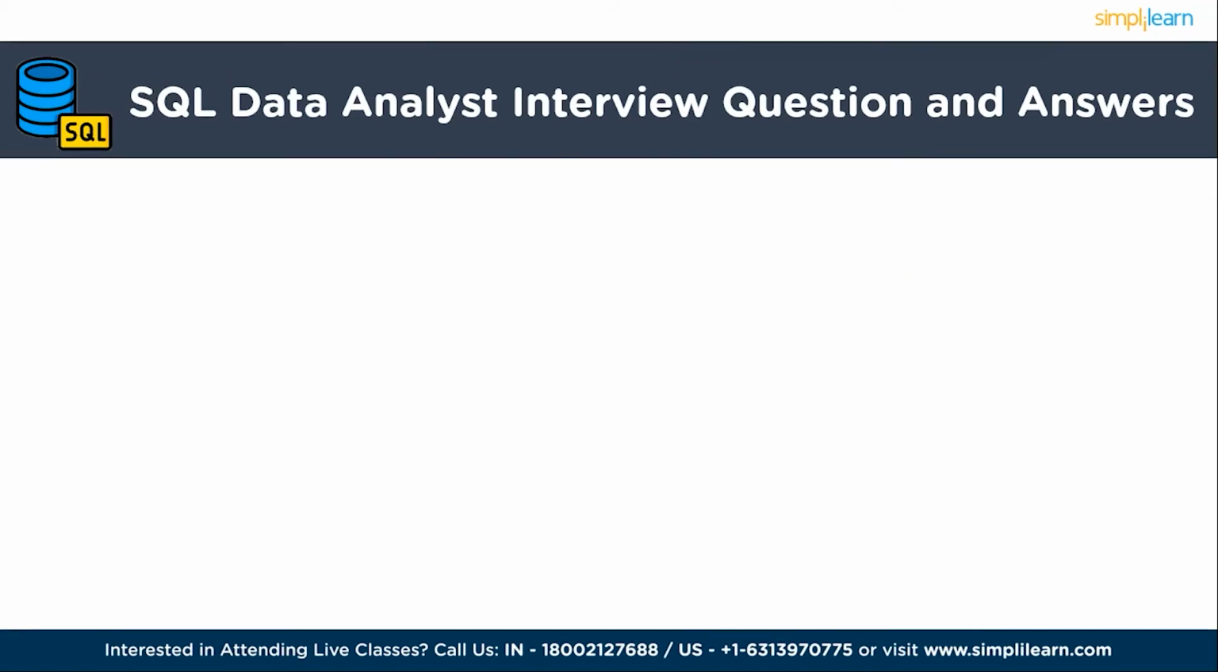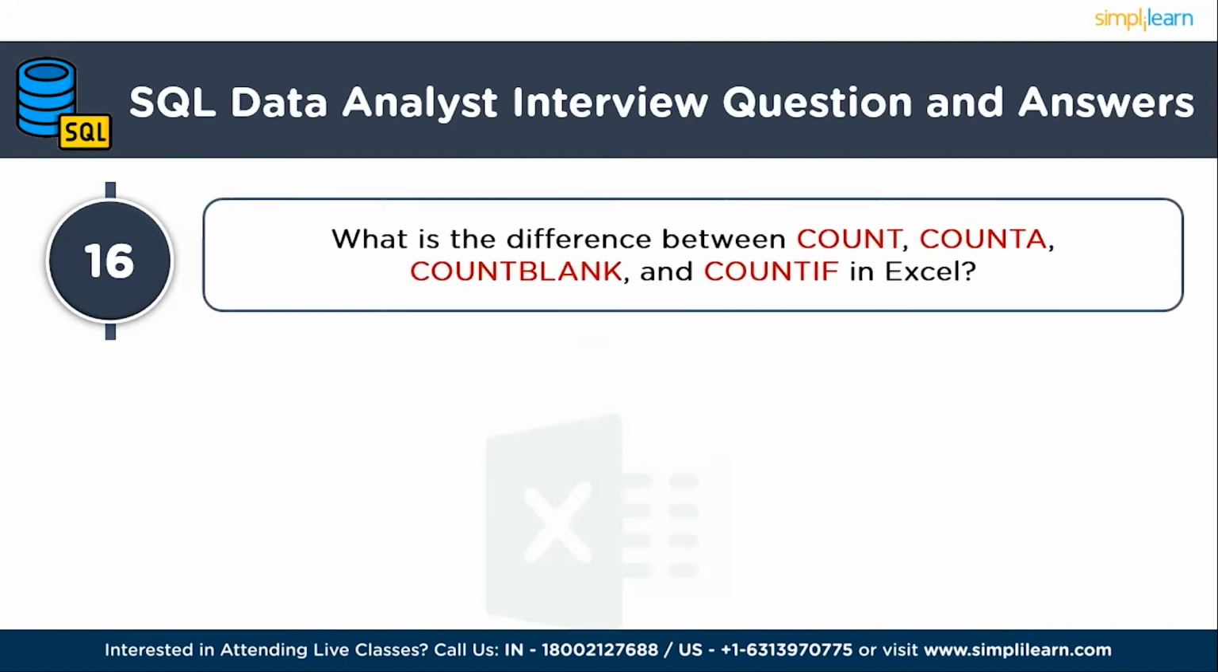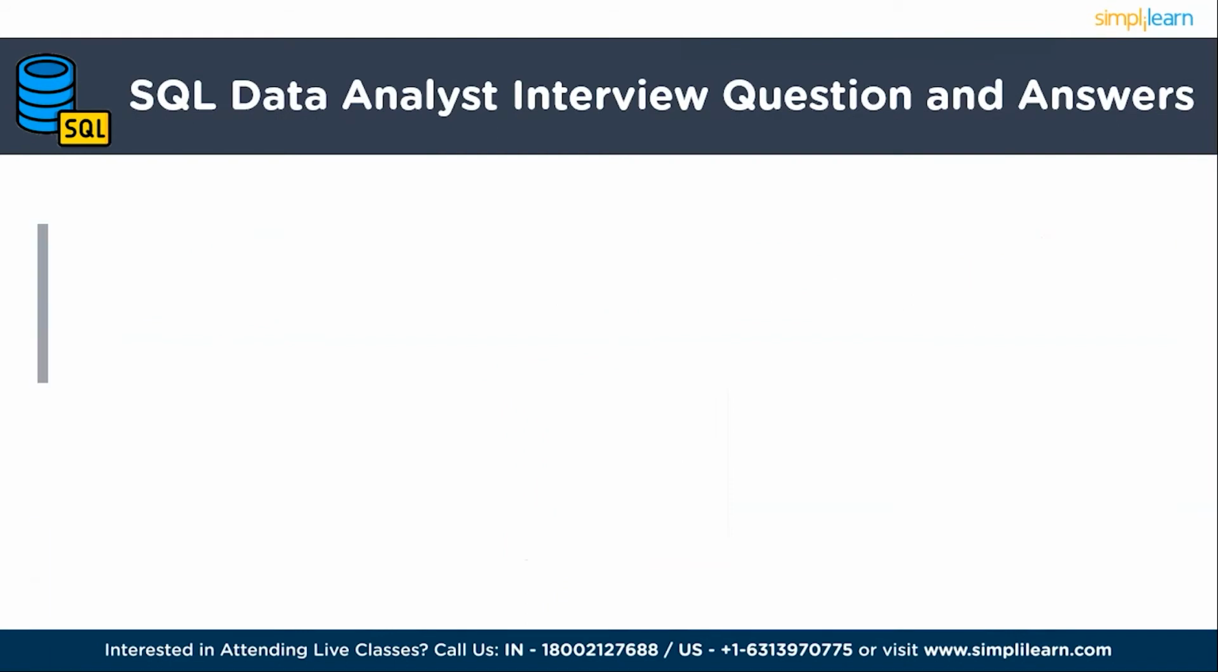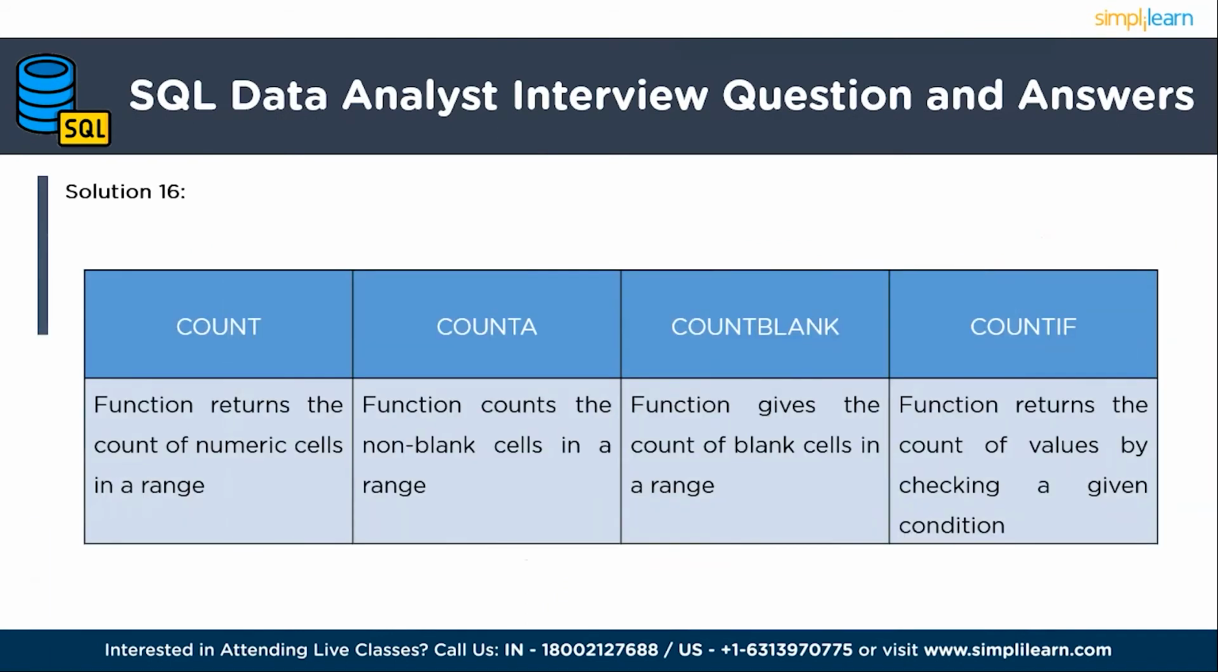Moving on to the next question, that is what is the difference between COUNT, COUNTA, COUNTBLANK, and COUNTIF in Excel. So these are the functions in Excel, and we'll see the differences. The COUNT function returns the count of numeric cells in a range, whereas the COUNTA function counts the non-blank cells in a range, and the COUNTBLANK function gives the count of blank cells in a range, and the COUNTIF function returns the count of values by checking a given condition. So these are the differences between all the 4 functions.